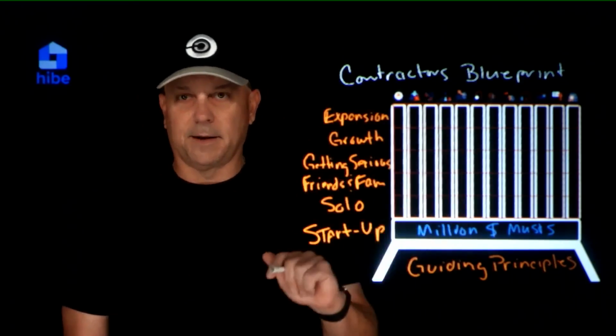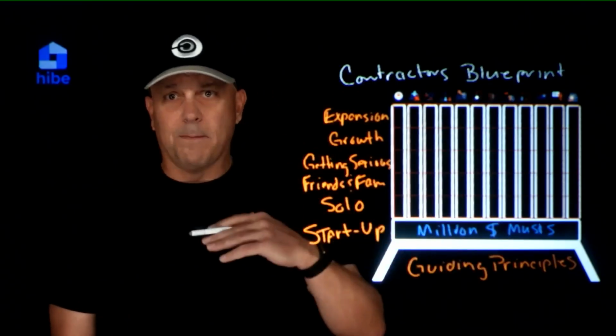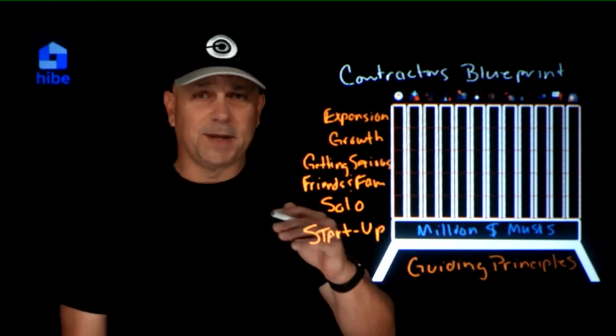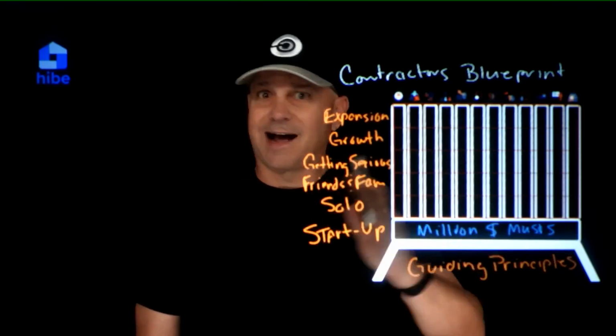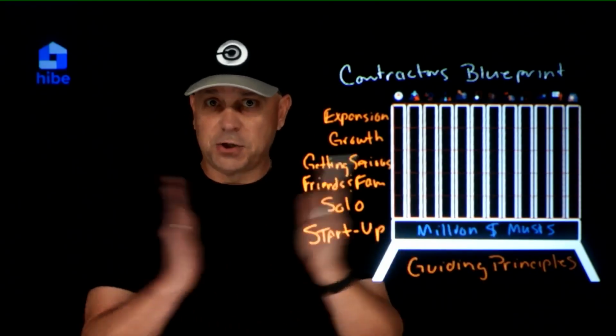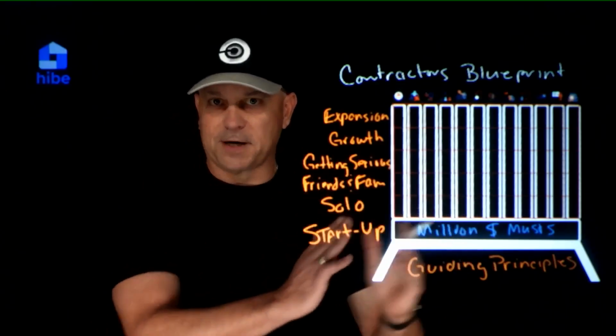Now, we did a big training on the whole concept, the Contractor's Blueprint. I invite you to go back and look at our content and check that out. It was a few weeks ago. But there's this idea that there are 12 pillars of your business that constitute the framework of your business. 12 things are divided into two groups of 6 things. One is foundational, one is operational.